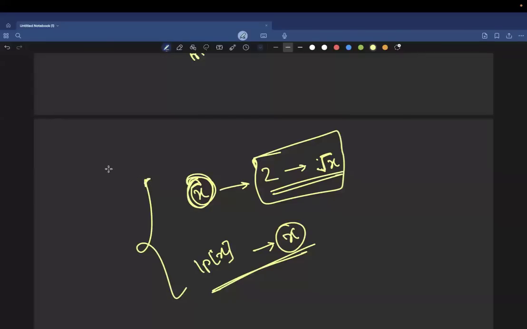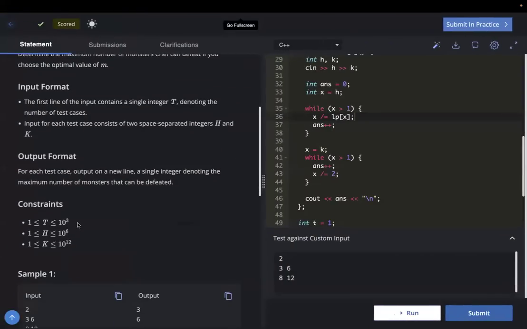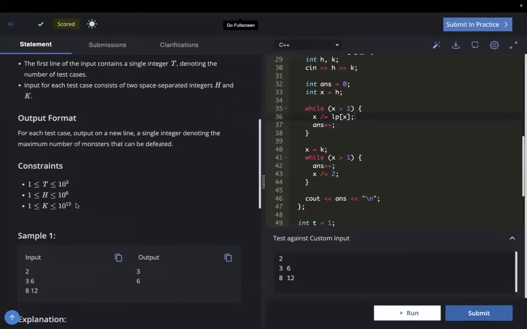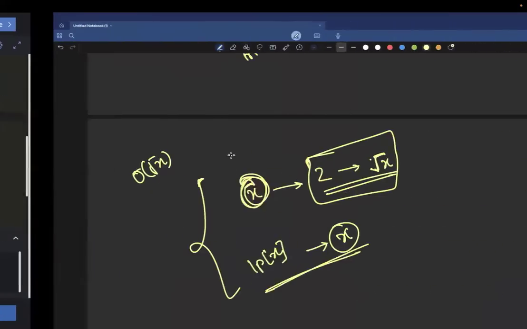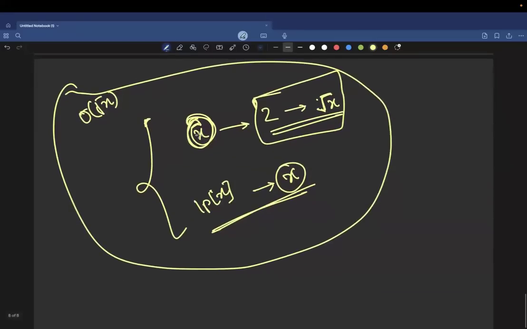This approach takes big O of x time complexity, which is not very efficient. Let me check if it can work. Yeah, the number here is not too big, so this approach would actually work here. Because the number is not too big, I would suggest you to do this.